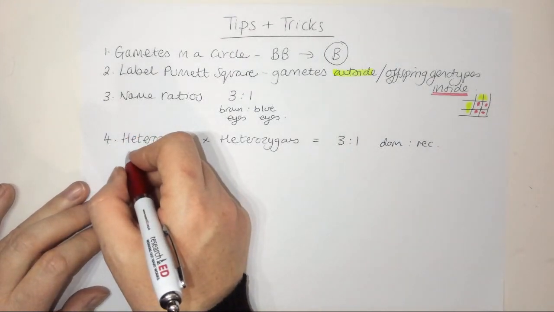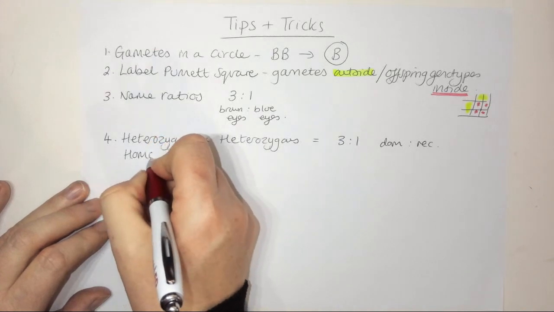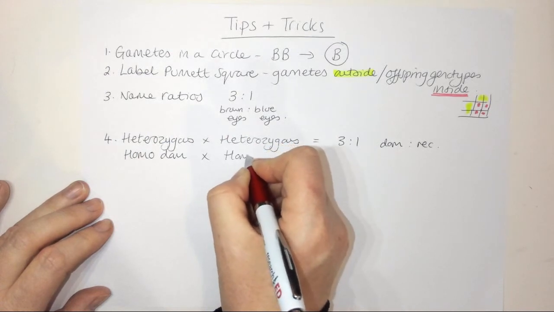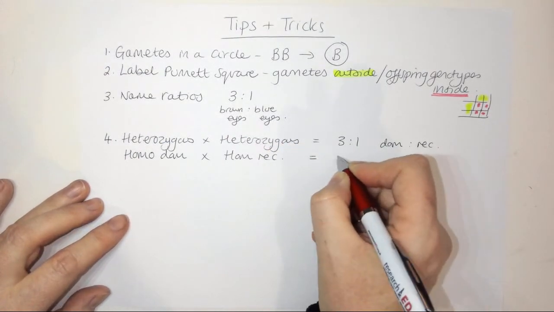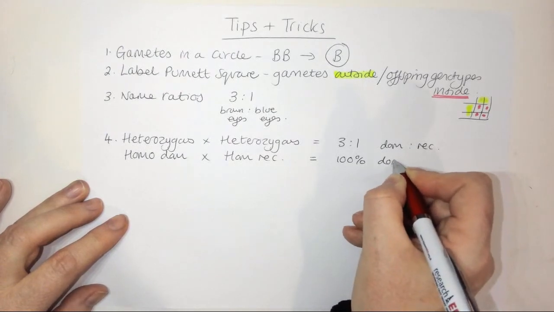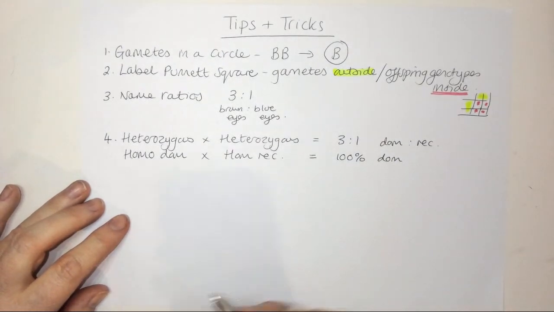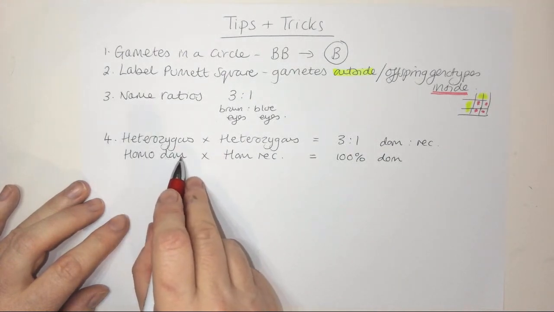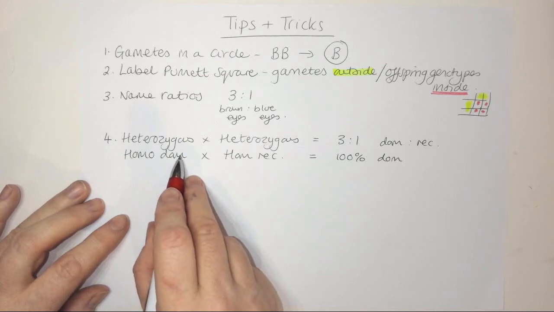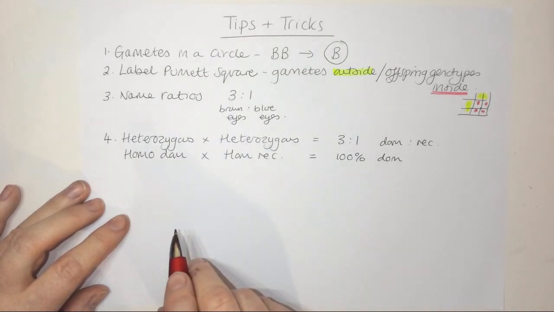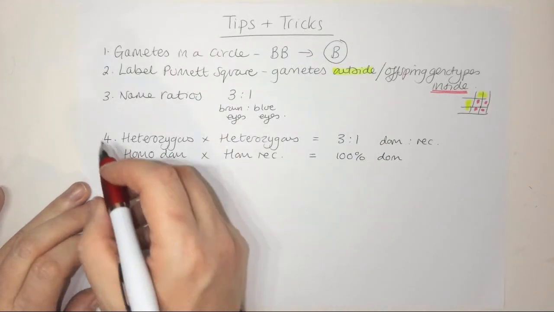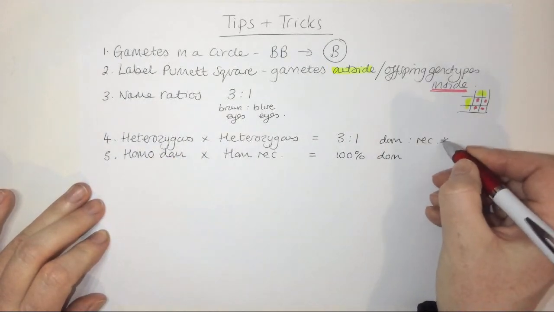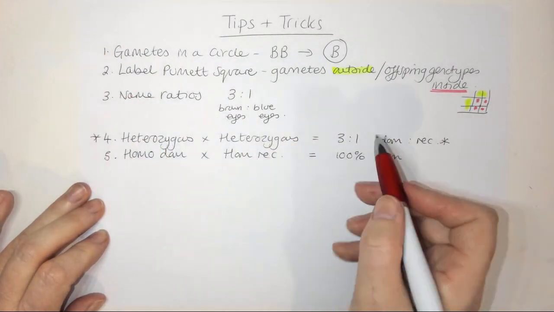If you have a homozygous dominant and a homozygous recessive, you'll always have 100% dominant in your offspring. And that sort of makes sense because the dominant allele is always going to be expressed in the phenotype, whereas the recessive allele isn't. These ones you don't have to remember, but you'll sort of get used to them the more you use them, especially this one. I think this one saves you time, knowing that heterozygous times heterozygous is 3 to 1.